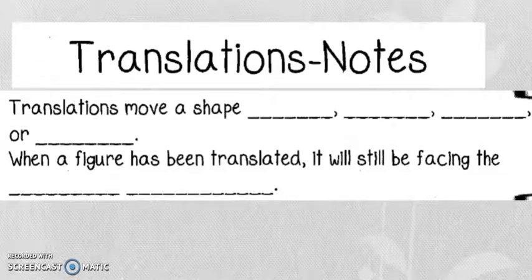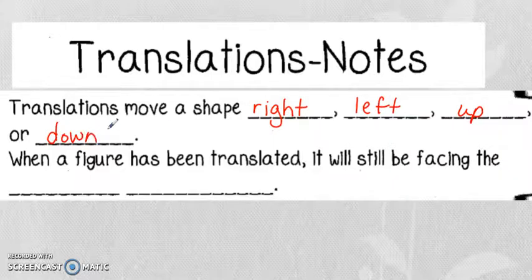Translations are a type of transformation. Translations move a shape to the right, left, up, or down. There will be times when your shape may move in two directions.